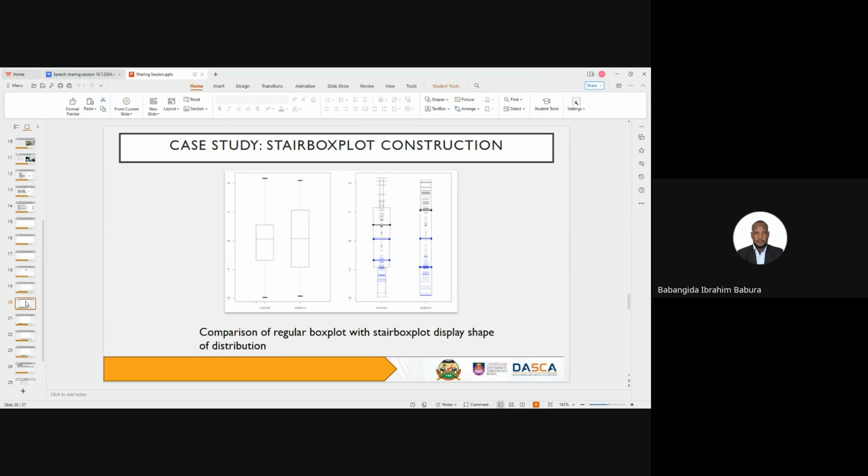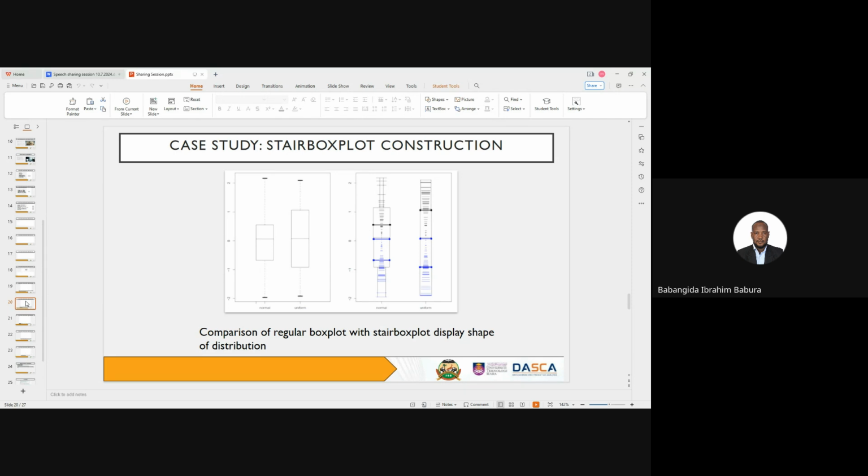good, you can see the striking difference between the regular box plot and the stair box plot, where we visualize simulated data from a normal distribution and a uniform distribution. If you visualize the regular box plot, the shapes of the distributions look very, very similar, because the box plot doesn't capture the density of observations in terms of shape. You can just see a symmetric data displayed as normal, and another symmetric data displayed as uniform. You cannot easily distinguish the two.